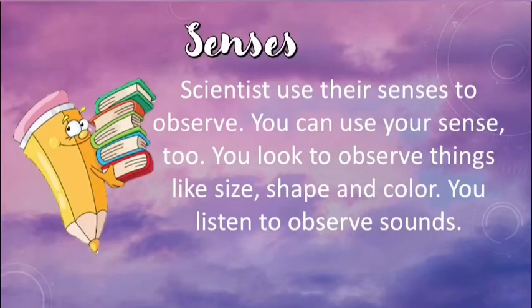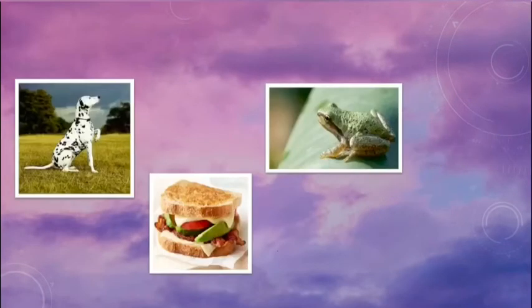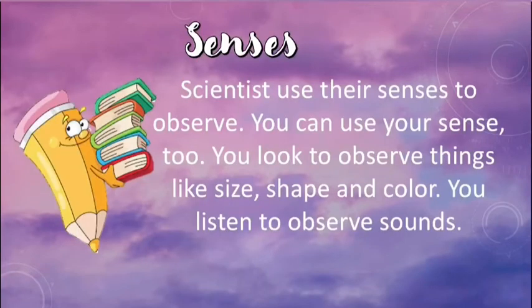Senses. Scientists use their senses to observe. You can use your senses too. You like to observe things like size, shape, and color. You listen to observe sounds. So basically we observe through our senses. Senses are like tasting something with your tongue, listening to something with your ears, seeing something with your eyes, and touching something with your hands.